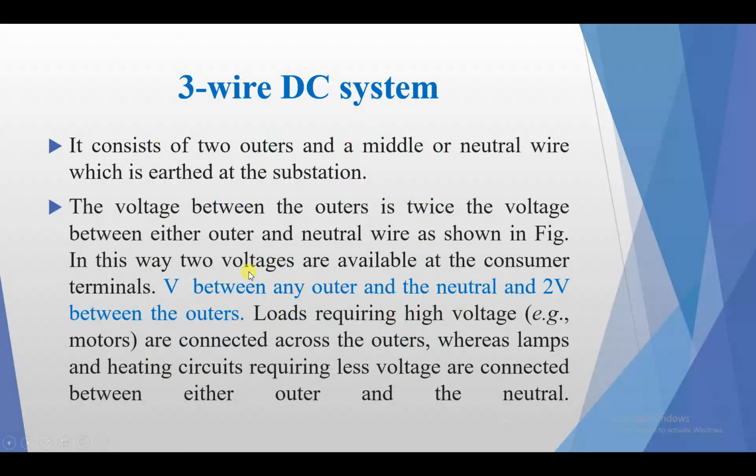So in this way, two voltages are available at the consumer terminals, that is V between any outer and neutral, and 2V between the outer terminals. Loads requiring high voltage, for example motors, are connected across the outers, that is the positive and negative, whereas lamps and heating circuits require less voltage and are connected between either outer and the neutral.